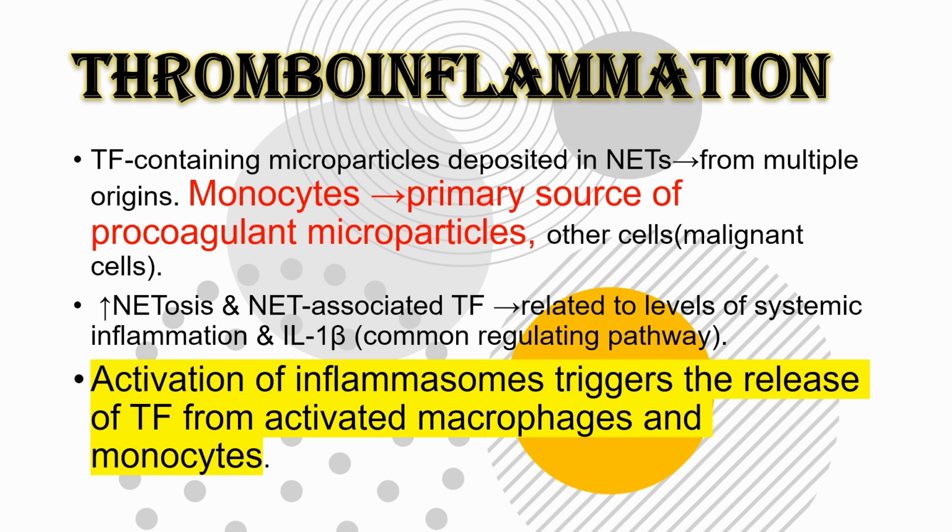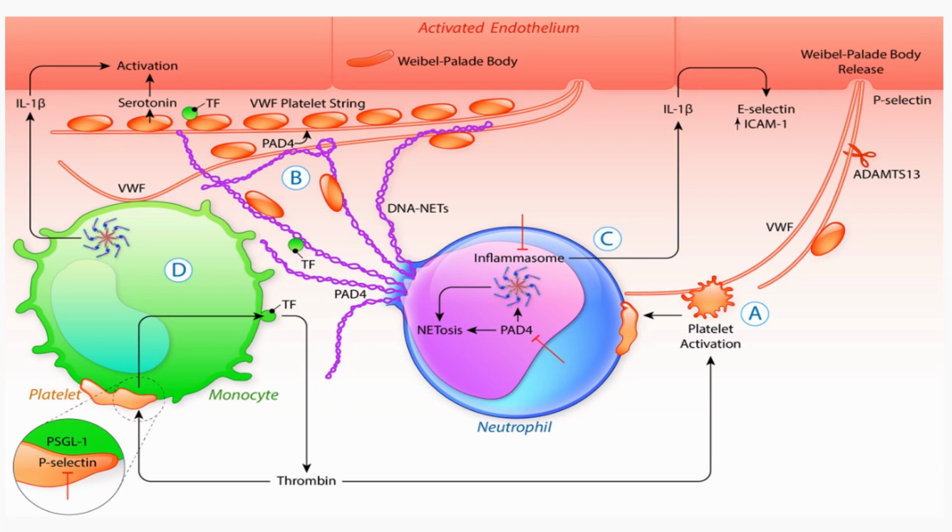Actually, NETosis and NET-associated tissue factor were found to be increased with increased levels of systemic inflammation and interleukin-1 beta, indicating a common regulating pathway. We know that interleukin-1 beta is a product of activation of inflammasomes through active caspases. That's why activation of inflammasomes triggers the release of tissue factor from activated macrophages and monocytes. So we can see here the main source of tissue factor is monocytes, and also activation of inflammasomes will result in activation of interleukin-1 beta, which is correlated in many studies with the level of tissue factor. So activation of inflammasomes will help in providing tissue factor.